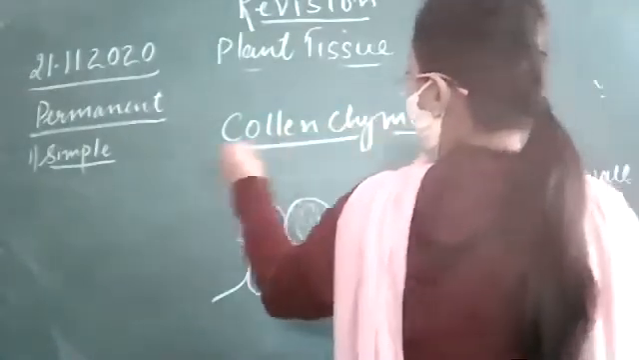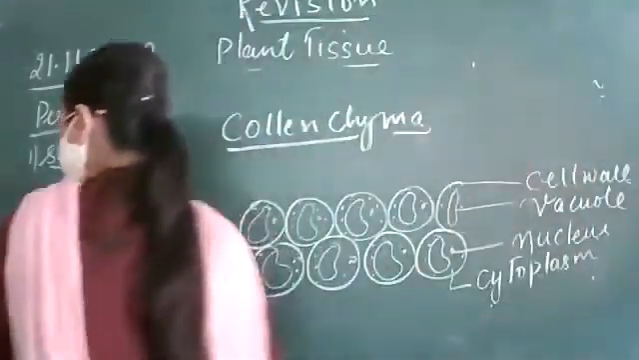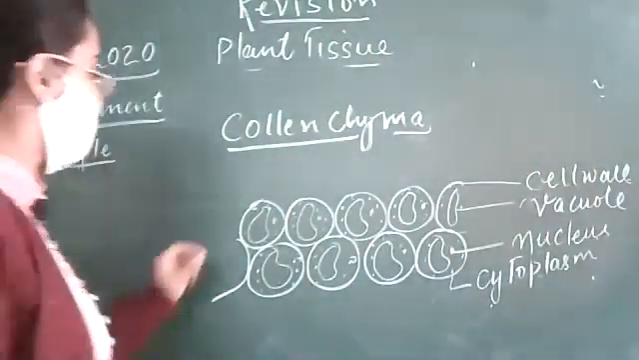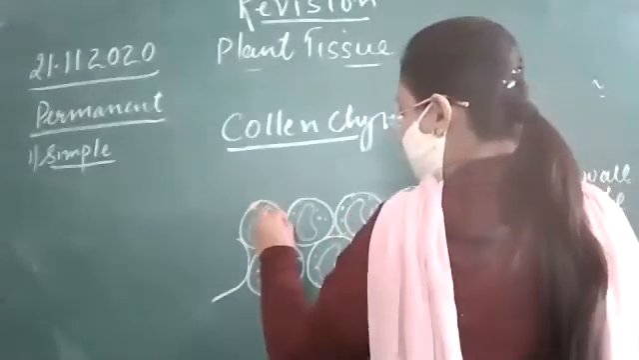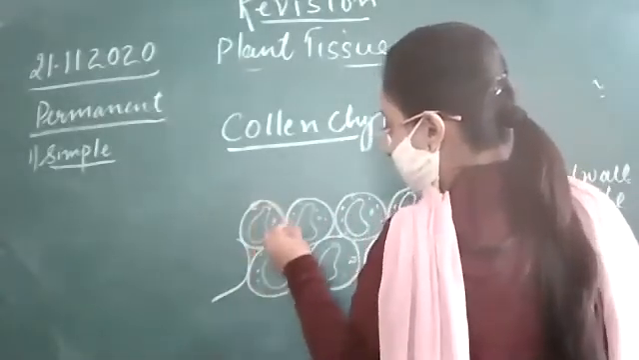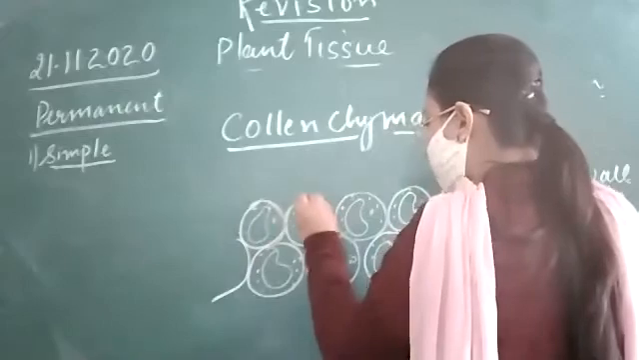Collenchyma. Now this collenchyma has thick walls at the corners. Why do they have thick walls at the corner?